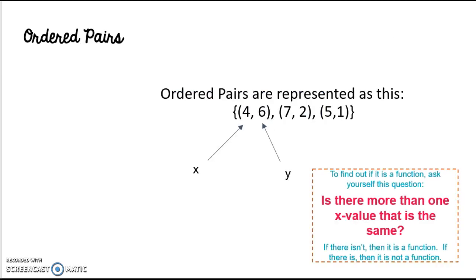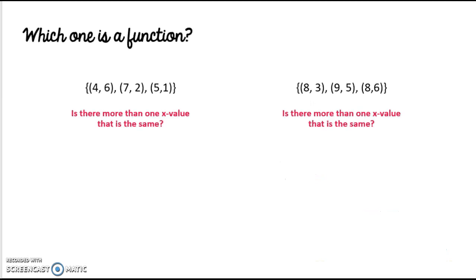So ordered pairs. Ordered pairs are represented as this. Remember, we have our x values, we have our y values. So to find out if something is a function, I want you to ask yourself, is there more than one x value that is the same? If there isn't, then it's a function. And if there is, then it's not a function. So let's go ahead and take a look at examples. So I want you to pause right here. Which one is a function?